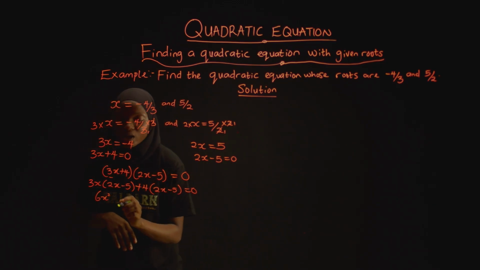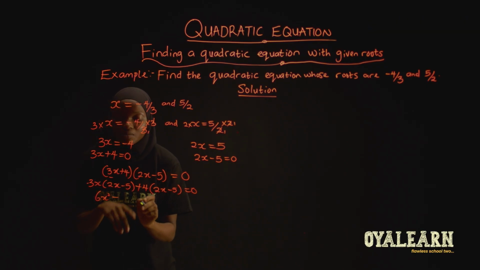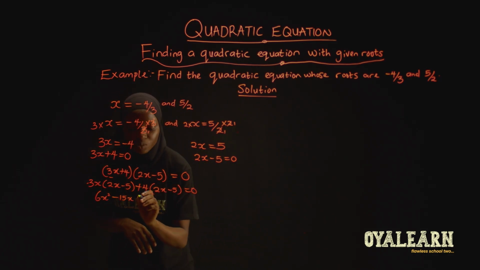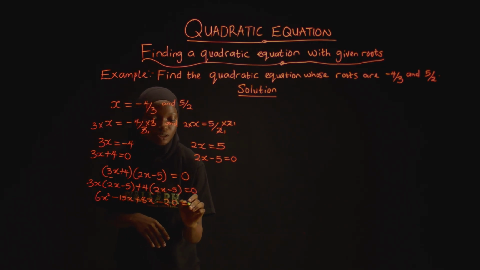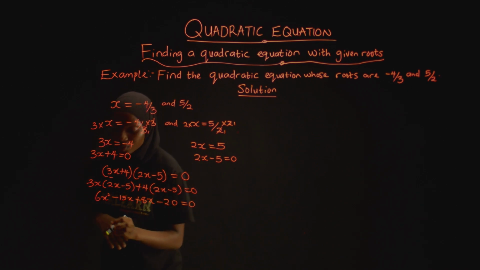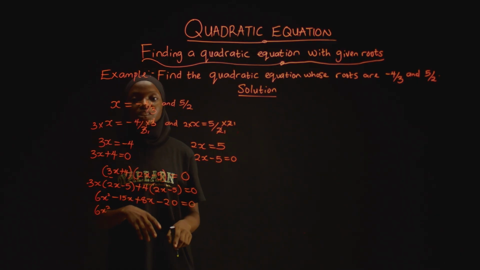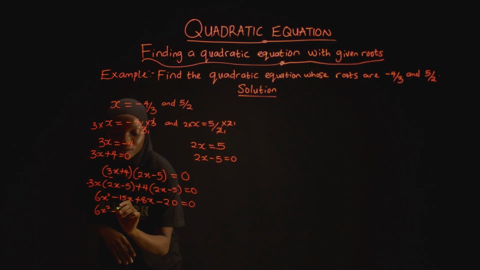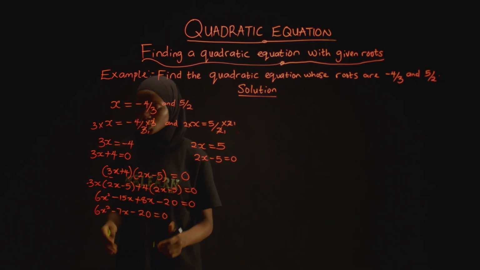3x times -5: plus times minus is minus, 3 times 5 is 15, so -15x. Plus 4 times 2x gives +8x. Plus times minus is minus, 4 times 5 is 20, so -20 equal to 0. Now let's simplify further. We have 6x squared, then -15x + 8x gives -7x, then -20 equal to 0. And here we have our quadratic equation.